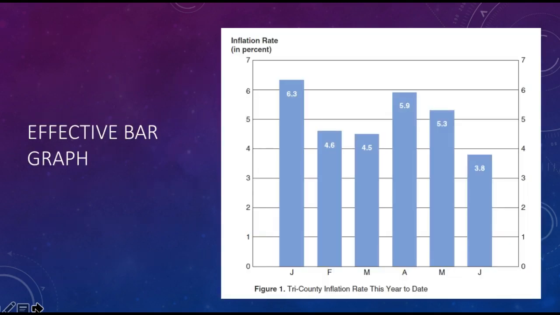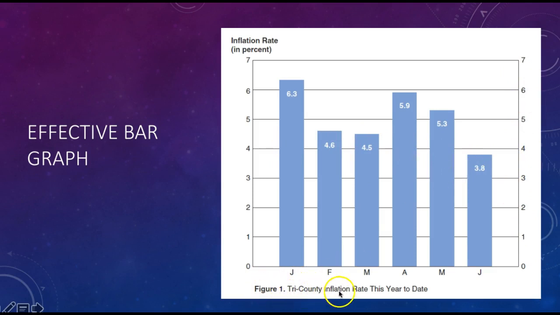And here's an example of a good bar graph. Again, I've got my descriptive title. I've got what it's in, percent. I've got the ticks on the side here. I've started at 0. I've got the label on the bottom. And again, I've got the ticks on the right-hand side as well, just to make it easier to follow along.